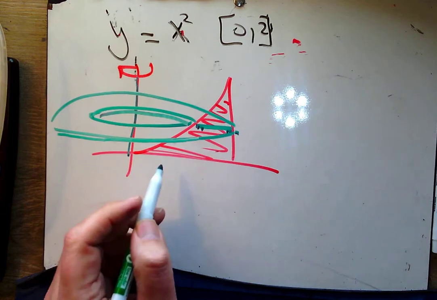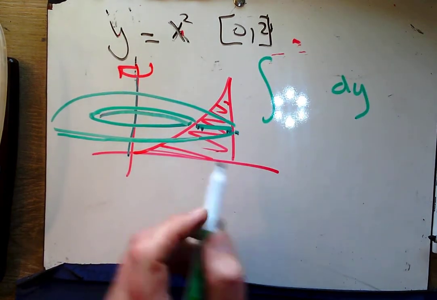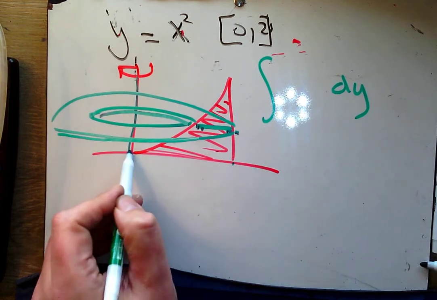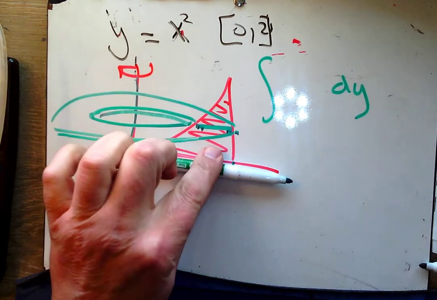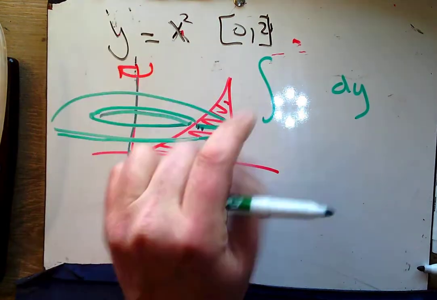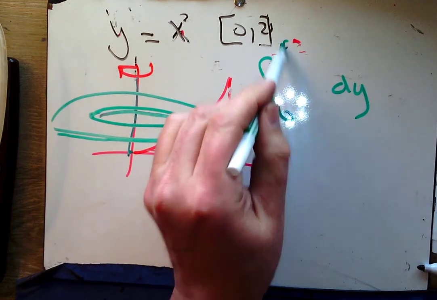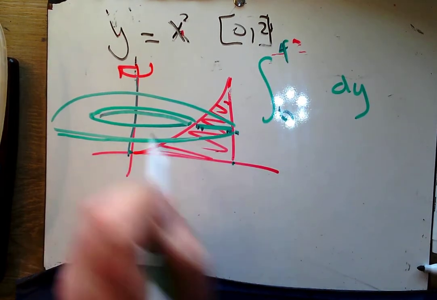It's a dy thickness, and because this is dy, I'm not going from 0 to 4. I'm going from 0 to 2. I'm going from 0 to, what's the y value here? 2 squared is 4. Okay. So how do I find this?